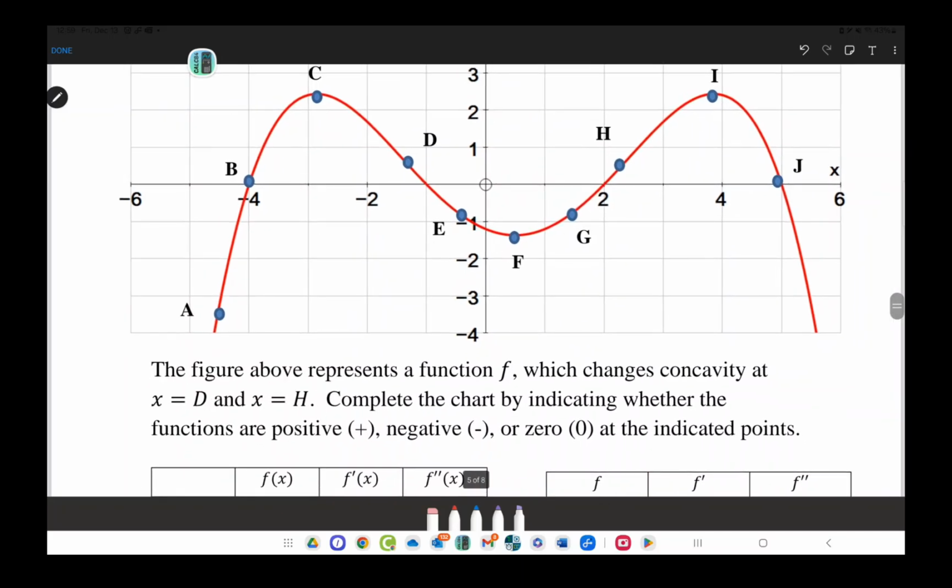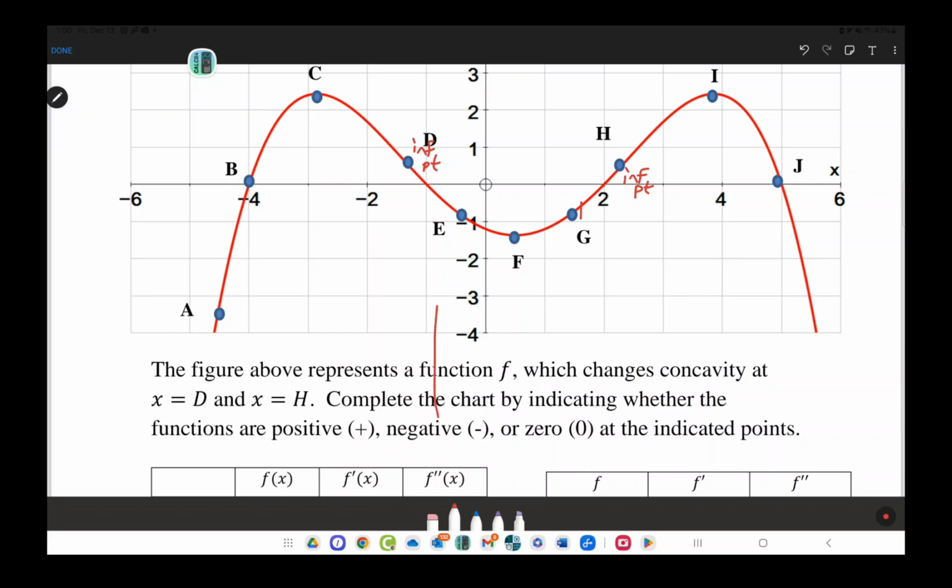The figure above represents the function f, which changes concavity at d and h. That's nice. It tells you. Okay, so right here, my inflection point. Fill in the chart by indicating where the functions are positive, negative, or 0. So this is understanding your relationship between your function, the derivative, and the second derivative. So where your function is increasing, your derivative is what? Positive. Okay. Where your function is decreasing, your derivative is negative.